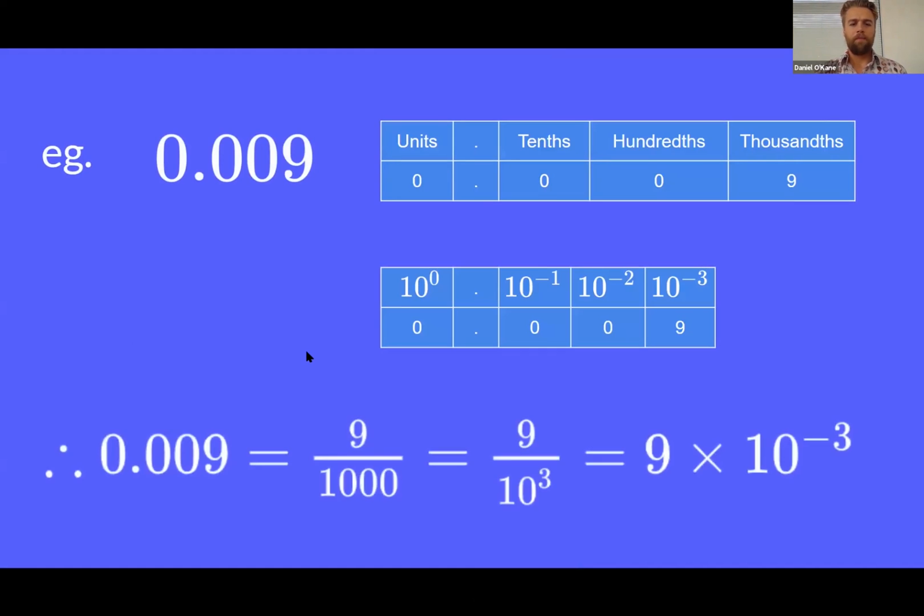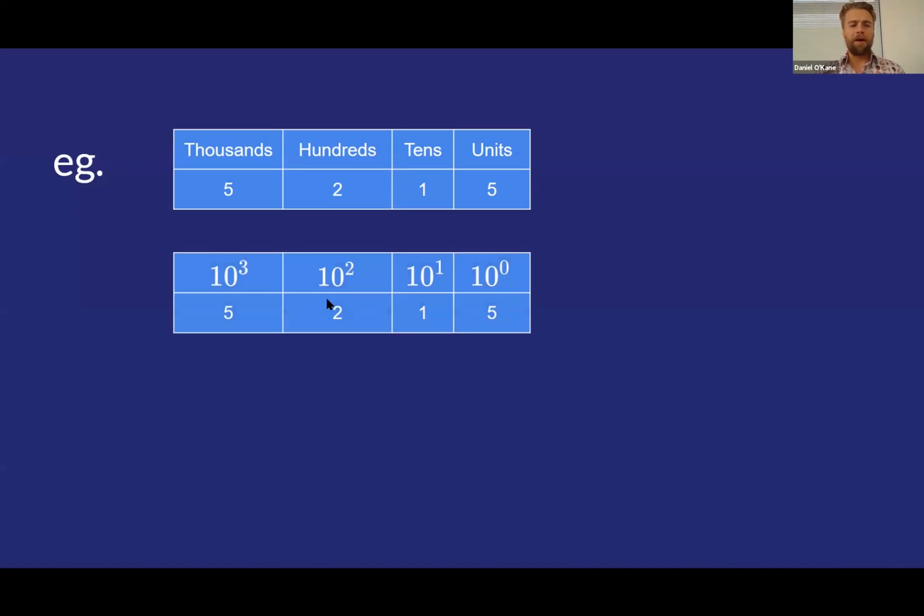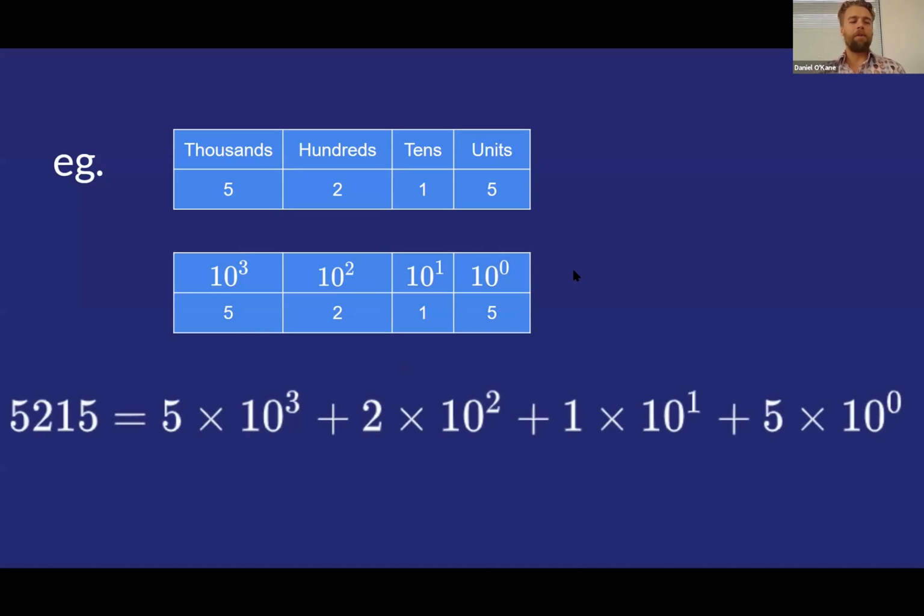I did this one already. Next one. Okay, a little trickier example now, 5,215. So I now know the thousands are 10 to the power of 3, the hundreds, 10 to the power of 2, et cetera, et cetera. So I can now write 5,215 as the addition of these 4 numbers in scientific notation.